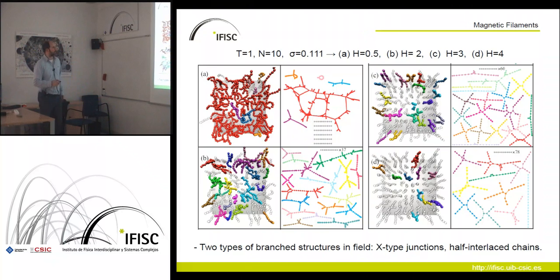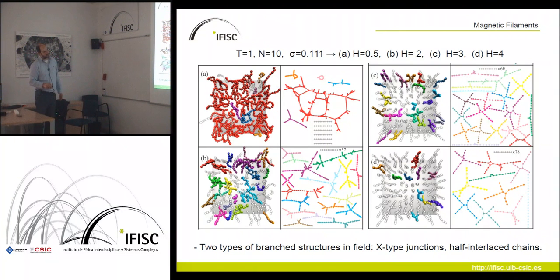Also, what we can see through the graph analysis is that when you increase the value of the external field, the type of clusters you get change, and in the limit of high fields, there are two types of branched structures compatible with the field. Some of them are the X-type junctions, as you can see here. That means chains that are basically joined, two chains that are together in the same cluster due to the interaction between two central monomers. And also we can have another type, less common, but it also appears, that are half interlaced chains, as in the graph we have here.